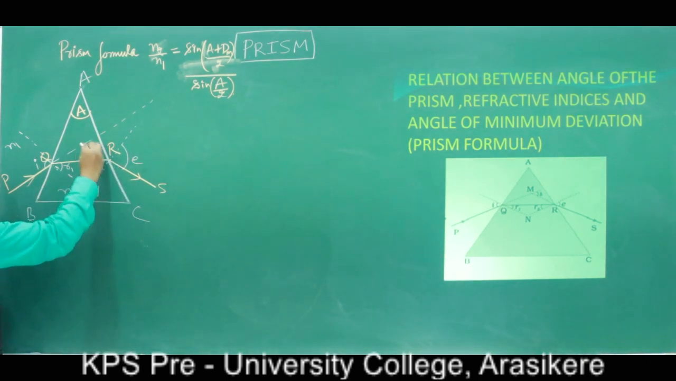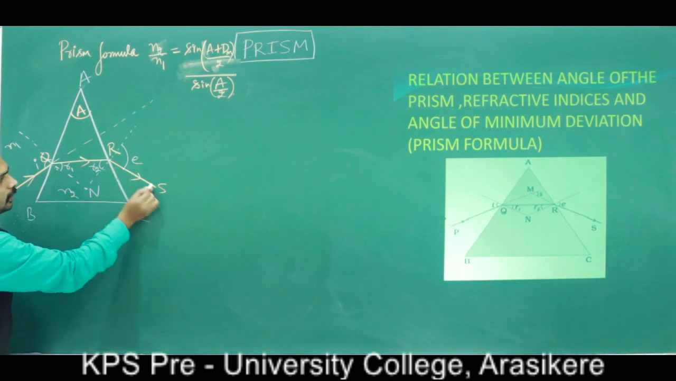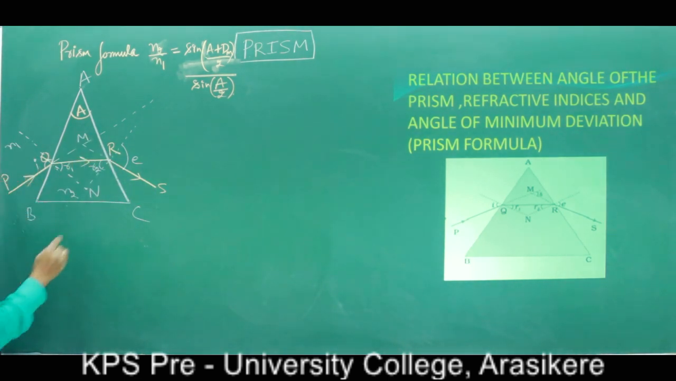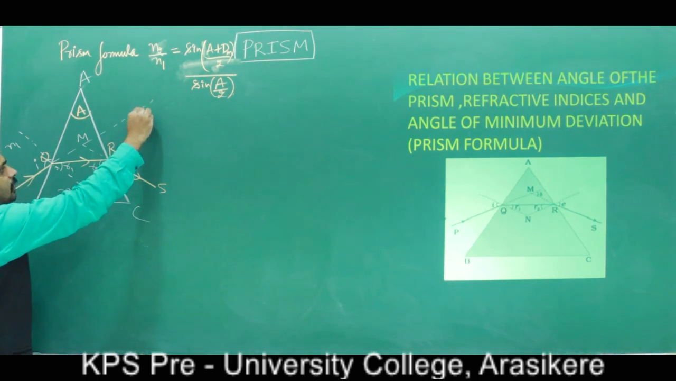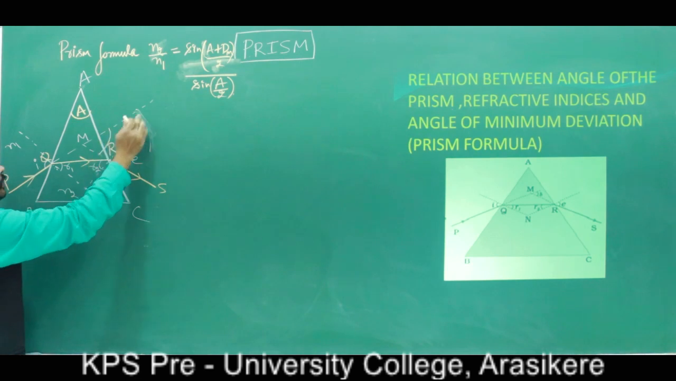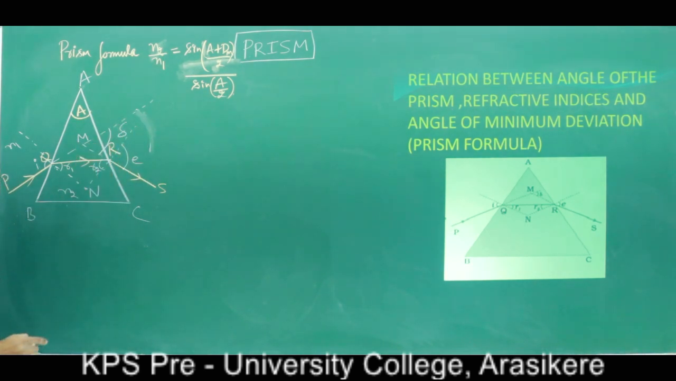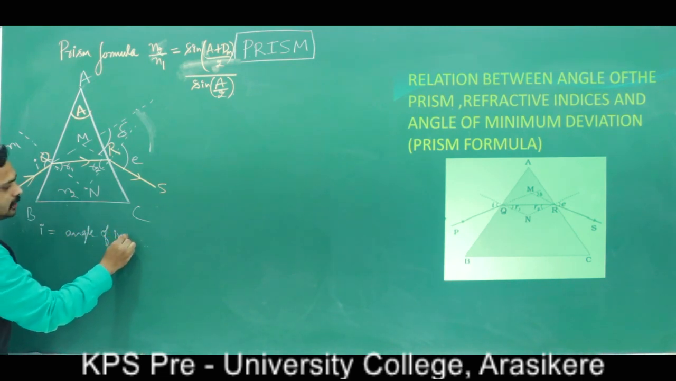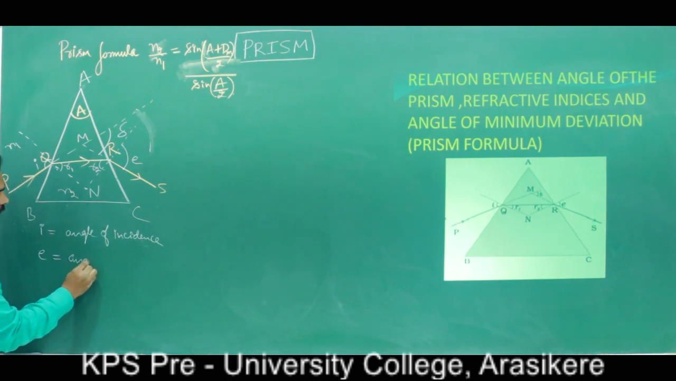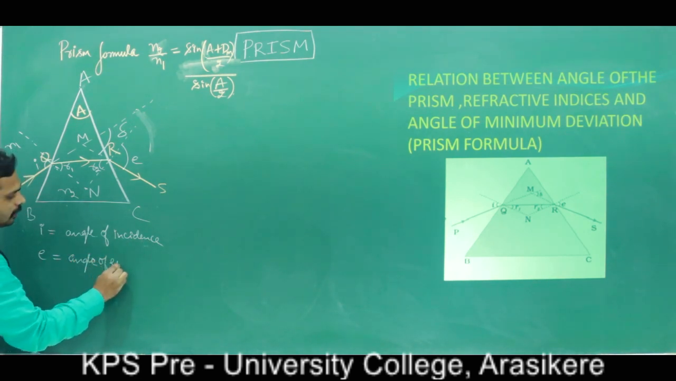Now, you produce the ray in the backward. This is the path of the emergent ray. You produce the ray in the backward. This point is M. And this is what? Total deviation. Delta. The delta means total deviation. Here in this figure, I is the angle of incidence. E is the angle of emergence.